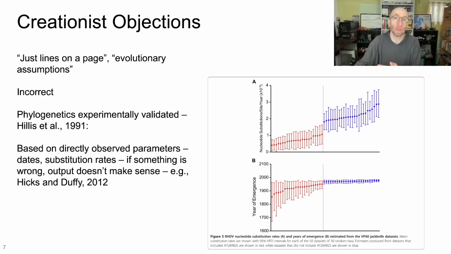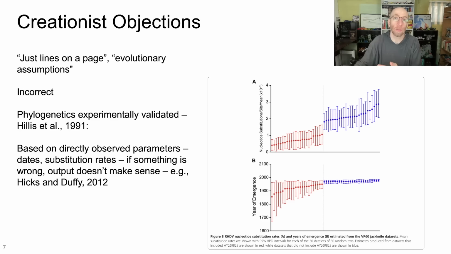If something is wrong, your output doesn't make any sense. And this figure on screen right now is a great example of this. I love this paper. I was in grad school, and Hicks and Duffy were two of my colleagues. Dr. Duffy was my PhD advisor. And so they were working on this virus called RHDV, rabbit hemorrhagic disease virus, and getting really weird numbers. And you can see this in red down here, really weird numbers for the nucleotide substitution rate, and really unusually large error bars for the year of emergence for this virus. Like, when did this virus first appear? We're getting error bars that were spanning 3 centuries, and that doesn't make any sense.